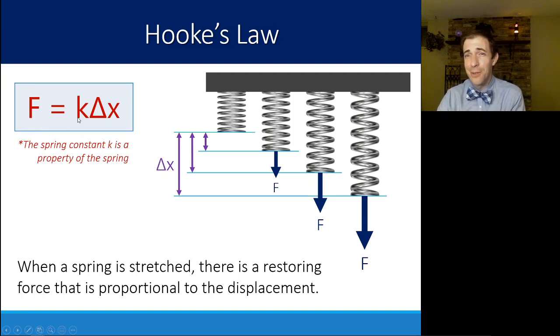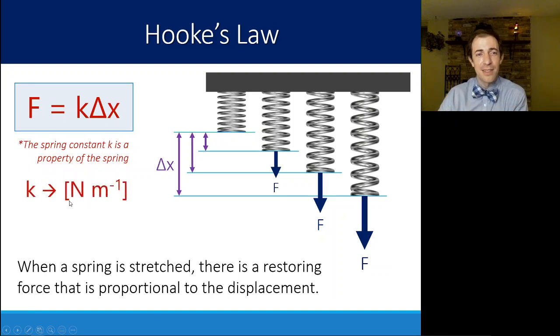Now, K has a unit in order for the units to work out, because force has a unit of newtons, and delta X we're going to measure in meters. So K has units of newtons per meter. It's basically the slope of your force versus distance graph.